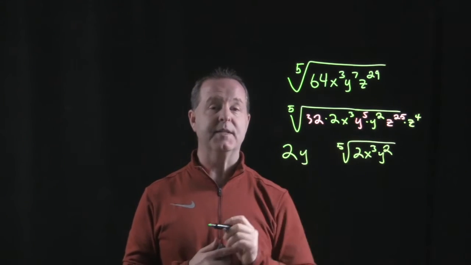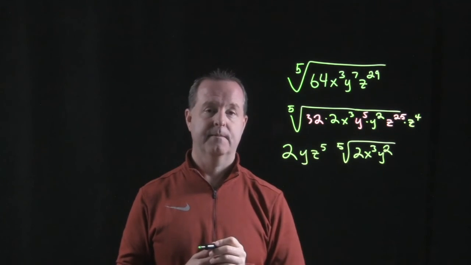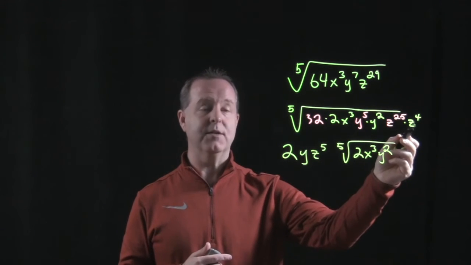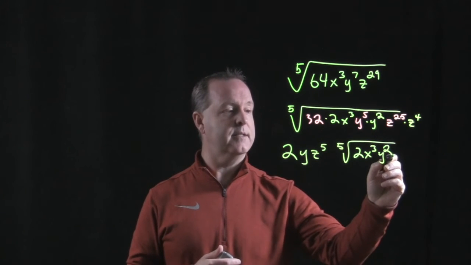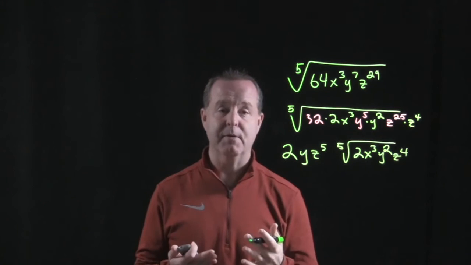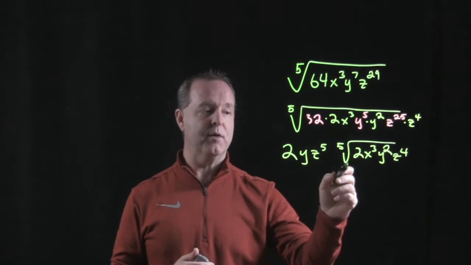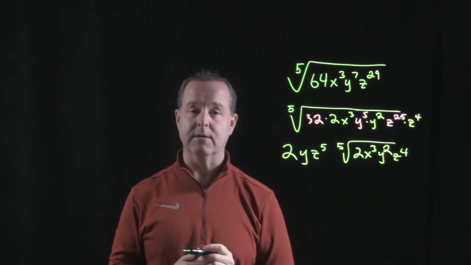The fifth root of z to the 25th is z to the fifth. And then the fifth root of z to the 4th is z to the 4th. So my final solution in simplified form is 2y z to the 5th with the fifth root of 2x cubed y squared z to the 4th.